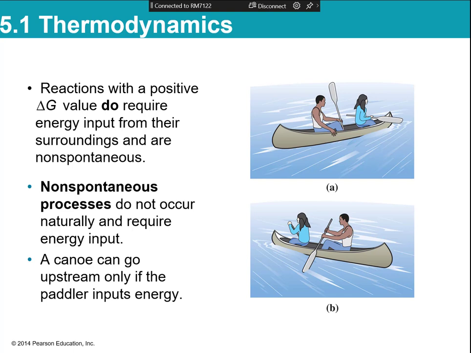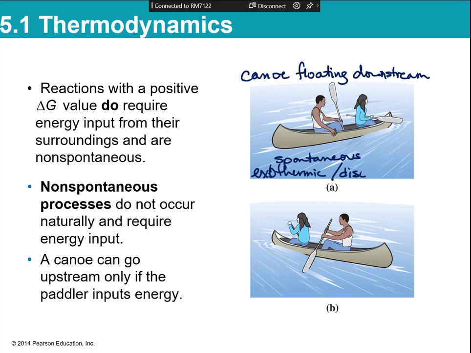The first one is the canoe going downstream. Is that a spontaneous process or not? Yeah, spontaneous. You put the canoe in, you sit, you don't paddle or anything. You just float along with the current. Notice they don't have to paddle. So it's a spontaneous process. This is like reactions that have a negative delta G, exothermic reactions that create more disorder. Think of them like that wood rotting. They're going to happen on their own.